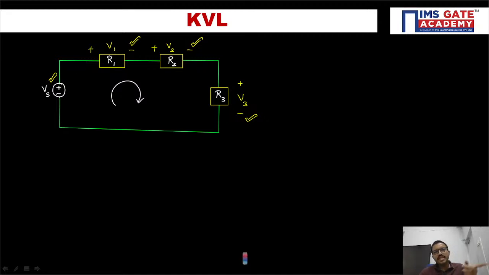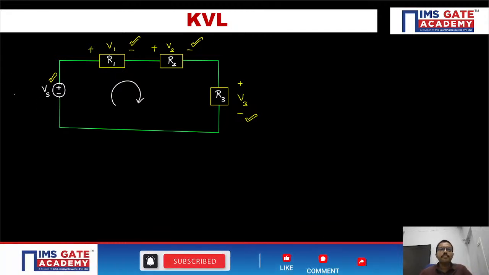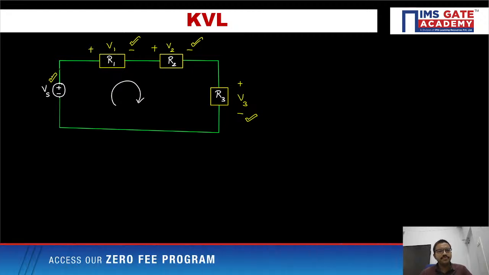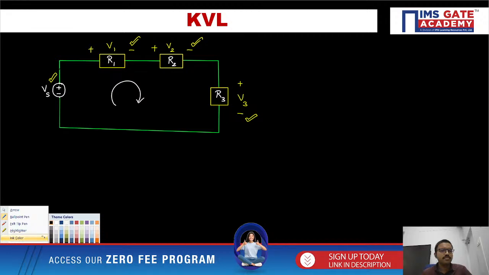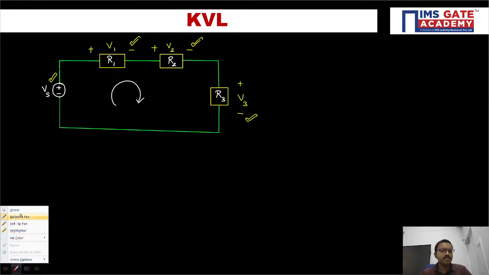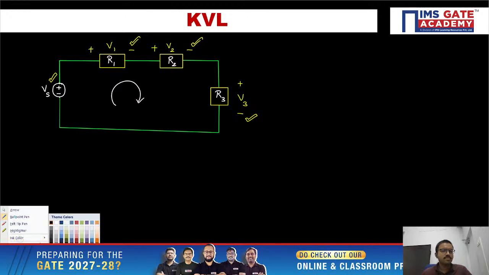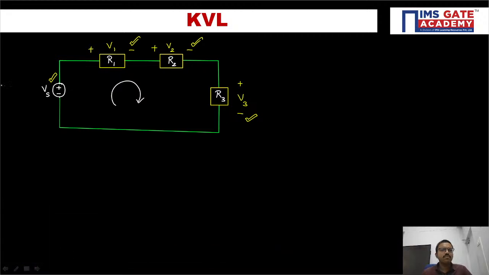Now, because in this entire closed path you have only one source, obviously it has to deliver the supply. Since we say this voltage source is an active element, the current will leave from the positive terminal.